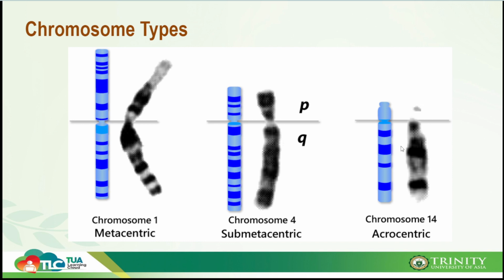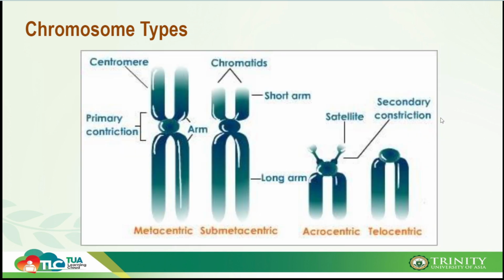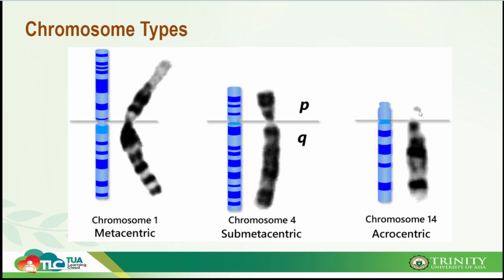Now, if you will notice, itong ating acrocentric, almost hindi mo makita, no? Parang may naputol na part. Actually, hindi siya naputol. That is what we call a satellite. Yan. So basically, nagkaroon ng constriction, at yung constriction na yon hindi nagsustain. Kaya parang hindi nakikita. So parang sa image, putol siya.